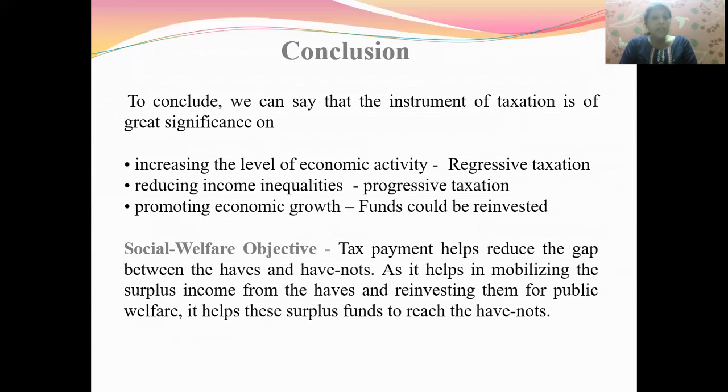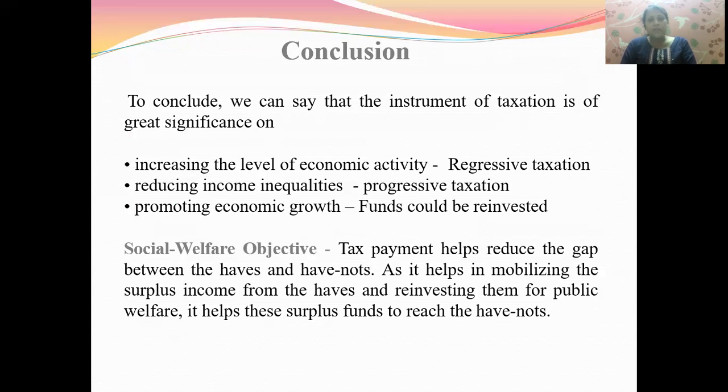And promoting economic growth, so that funds could be reinvested. After maturity, the funds can be withdrawn and reinvested for the benefit of the owner, and that ultimately promotes the economic growth of the country.